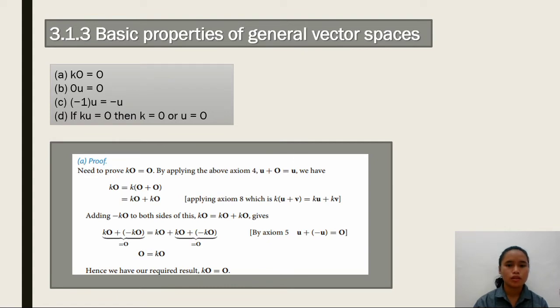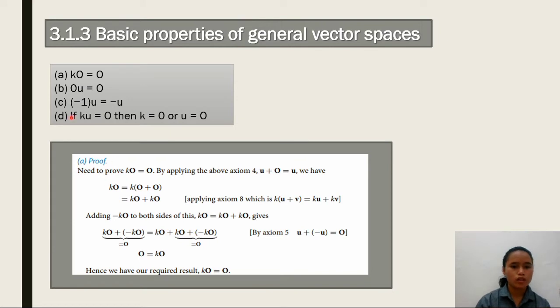Basic properties of general vector space, 3.1.3. So these are the basic properties of general vector space. A, k0 equals 0. B, 0u equals 0. C, minus 1 times u equals minus u. And D, if ku equals 0, then k equals 0 or u equals 0. So this is a proof.